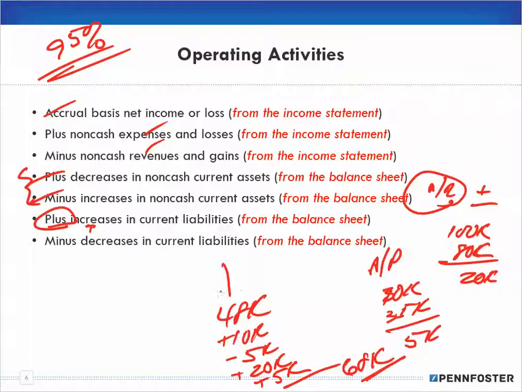So our net income wasn't 48,000 when we're thinking about it in terms of cash. Our net income was actually 68,000 in terms of cash, right? So this is the operating activity section, and hopefully you understood that.